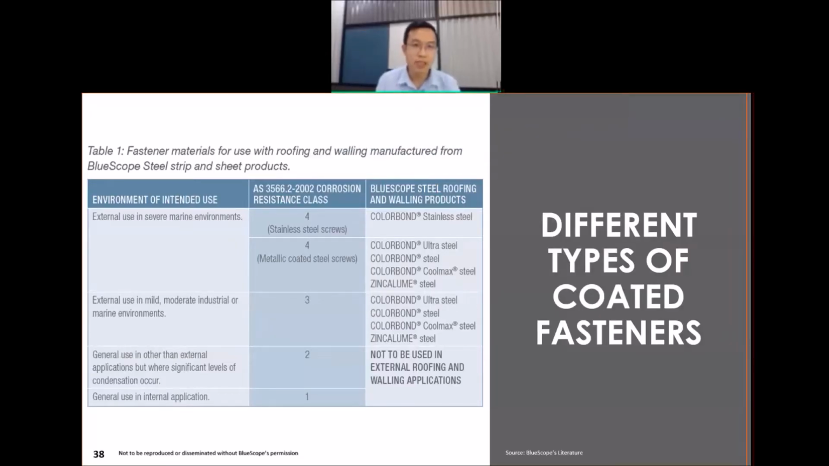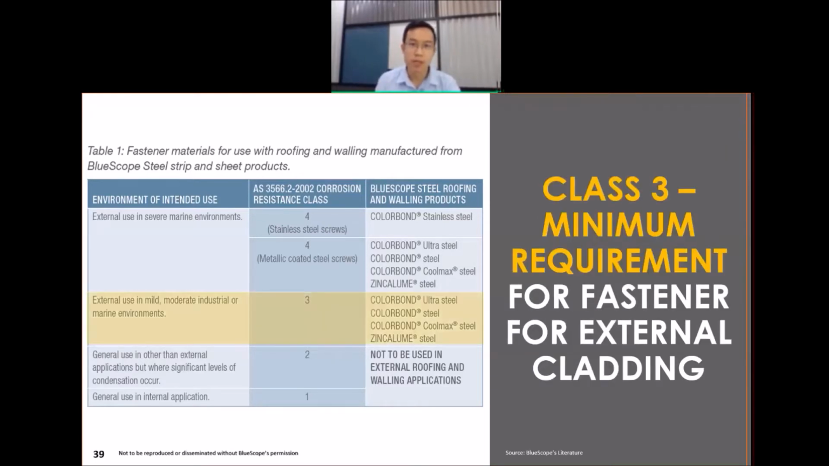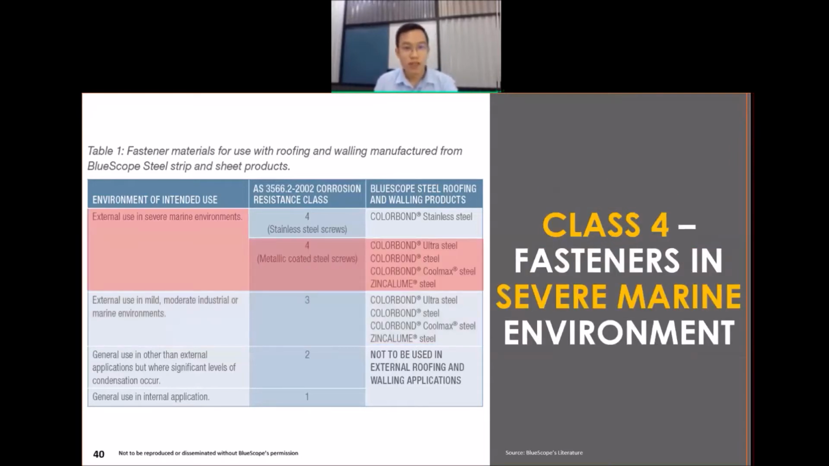So in the market, there are actually different types of coated steel fasteners, and typically this is our recommendation. We will always recommend using at least class 3 fasteners for your external cladding. And of course, a step further, if the building or the cladding itself is placed in a marine area, or generally a more corrosive area, then we would recommend something like class 4 fasteners, because it can resist corrosion and have a longer lifespan.